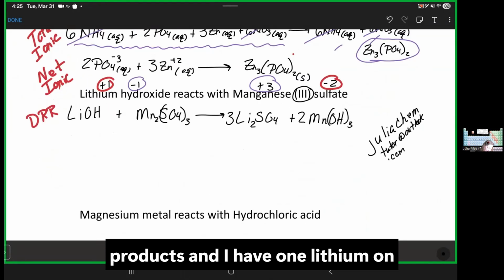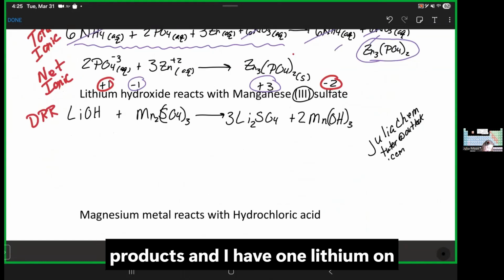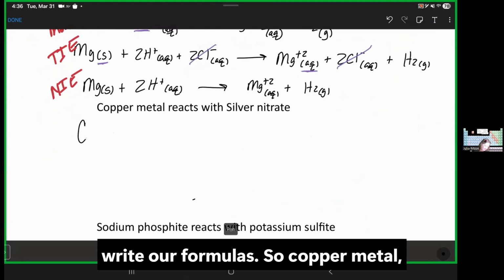So my copper metal reacts with my 2 silver ions to produce a copper ion and 2 silver metals. Okay, so there's our net ionic equation. And the reason I wanted to make sure I did that one is so you see that they are not the same. When one is a solid and one is aqueous with a charge, they are not spectators. They do not cross out.